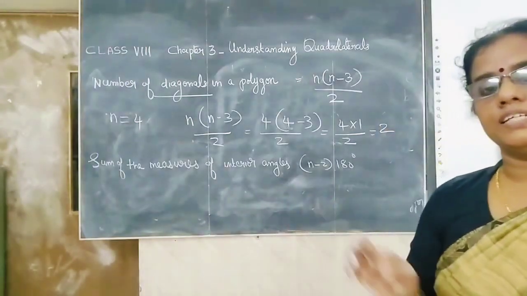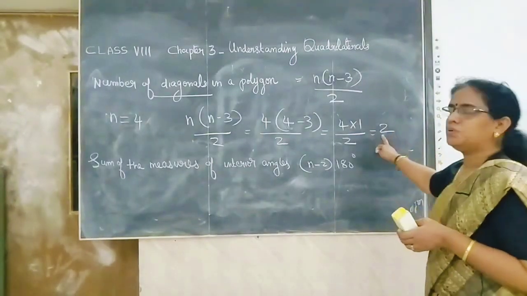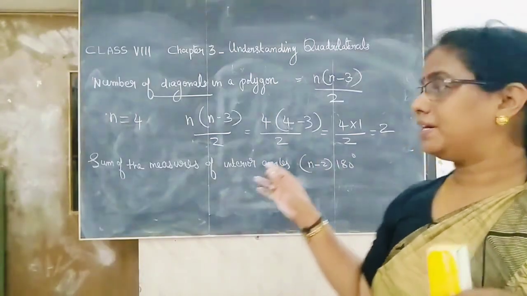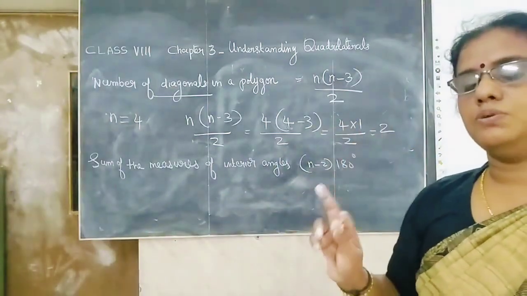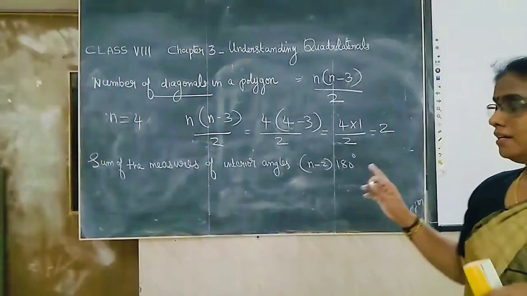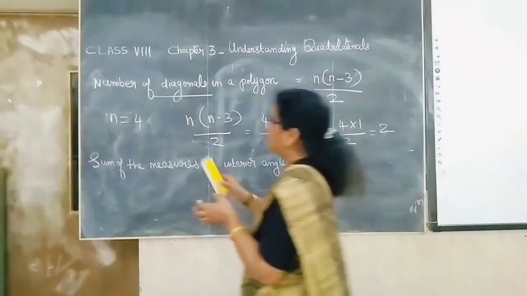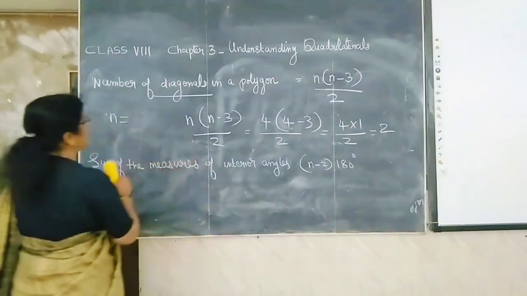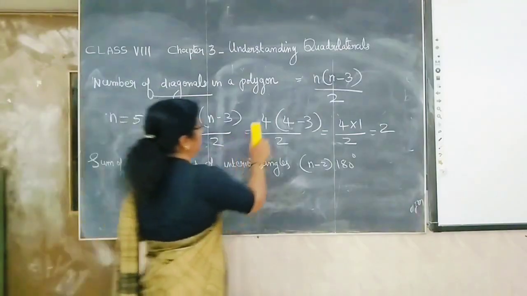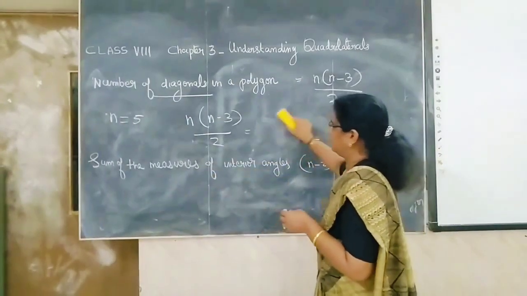That is for a 4-sided polygon. And name of the 4-sided polygon is quadrilateral. For a quadrilateral, we can draw 2 diagonals. Without drawing, we can find out using the equation n into n minus 3 divided by 2. Here for a quadrilateral, 2 diagonals we can draw. Now if it is 5, number of sides is 5. Then this has to change. Wherever n is coming, you have to write 5.